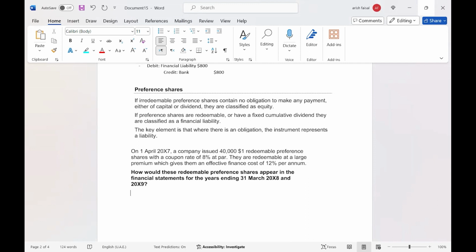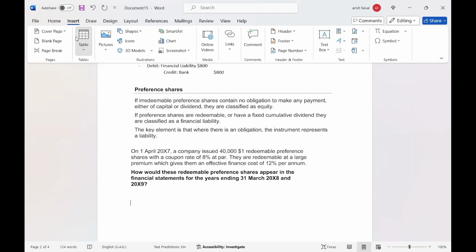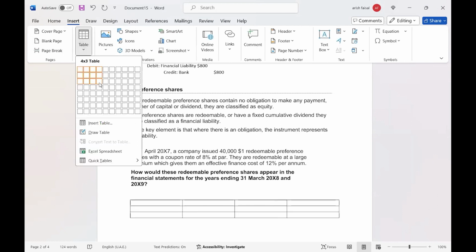We are not going to do it for its entire life, because the question hasn't provided for how many years it runs. But it asks how these redeemable preference shares would appear in the financial statements for the year ending March 2008 as well as March 2009. So we only need to work out two years. Here is how we're going to do it.